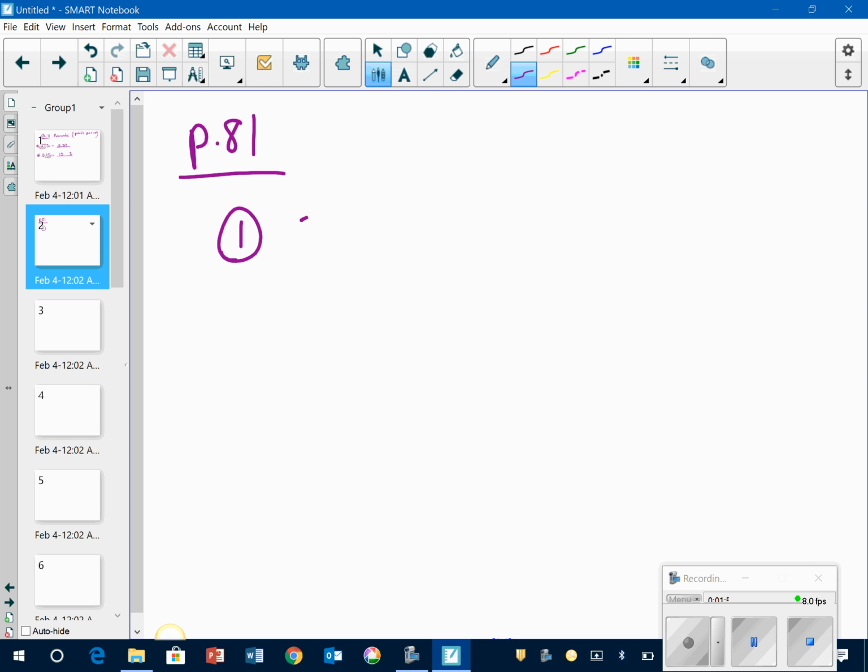Number 1, you have 33%. Remember, move the decimal 2 places to the left. So here is your decimal. Move it 1, 2. Then you take the percent sign away. So that's 0.33, because you always have to have a leading 0.